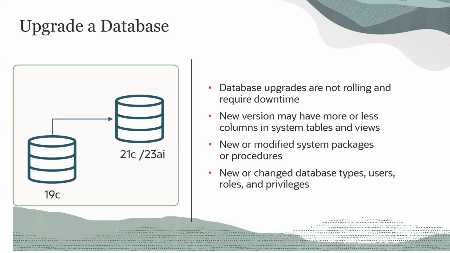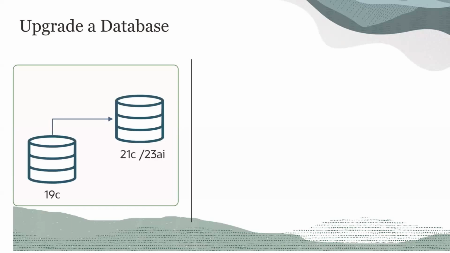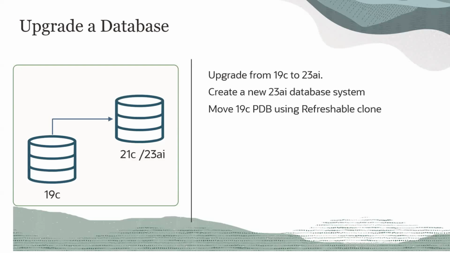Ensure that you run a pre-check list prior to the upgrade process to resolve any issues. There are many options to go from one release to another, from your 19c to 21c to 23AI. One way to upgrade from 19c to 23AI would be to create a new database system for 23AI. Then move your 19c pluggable database using a refreshable clone, and then take advantage of the AutoUpgrade tool to upgrade it.